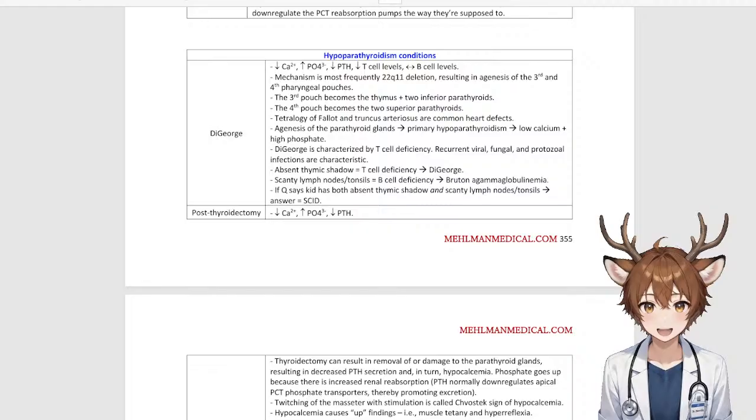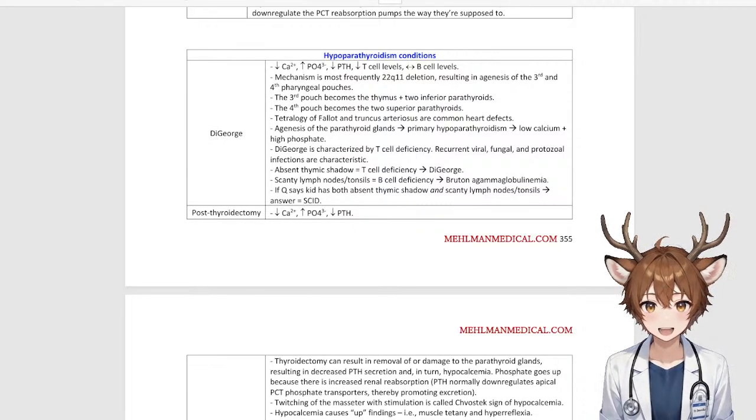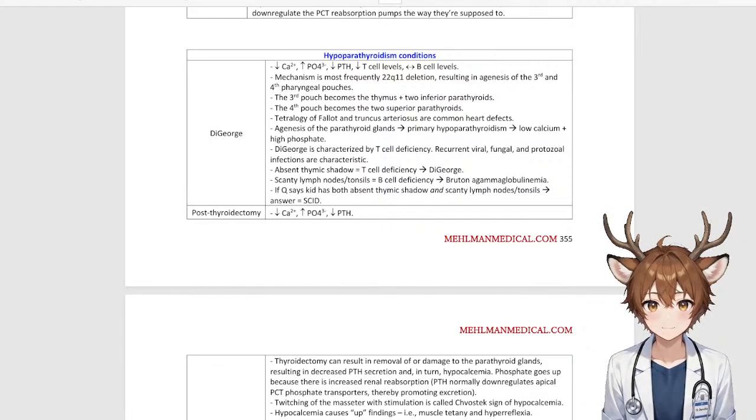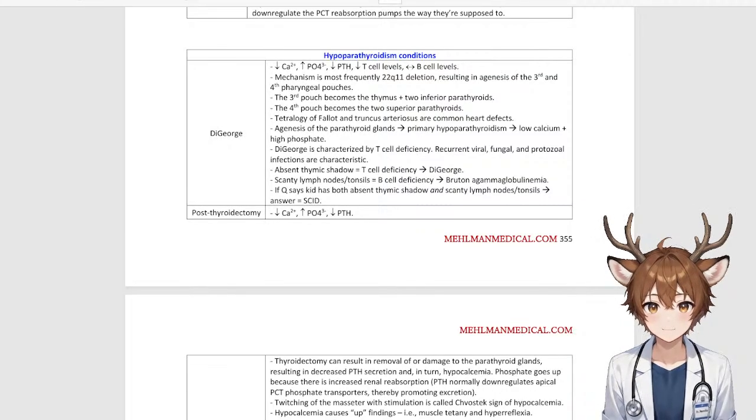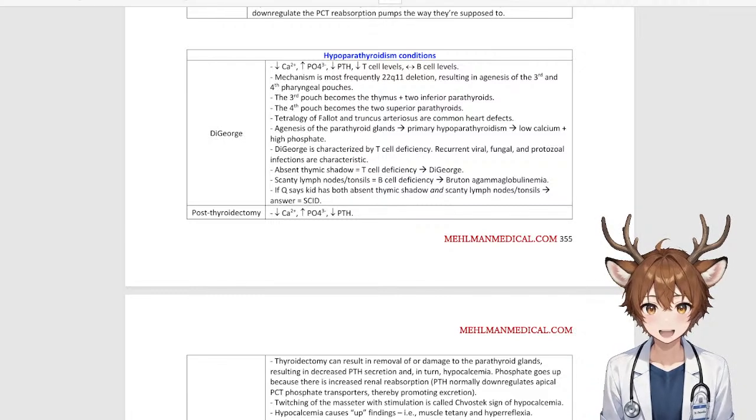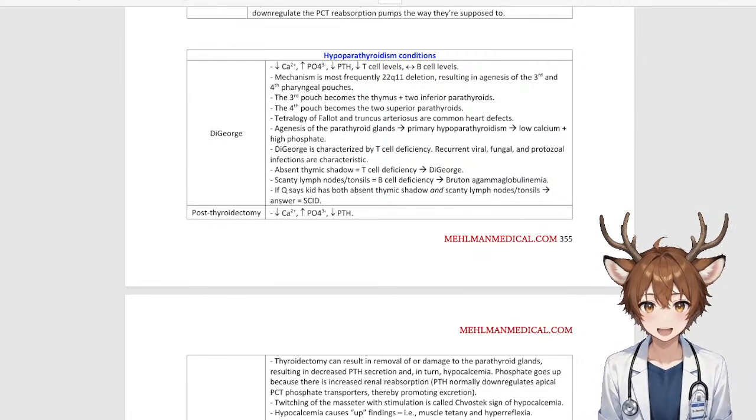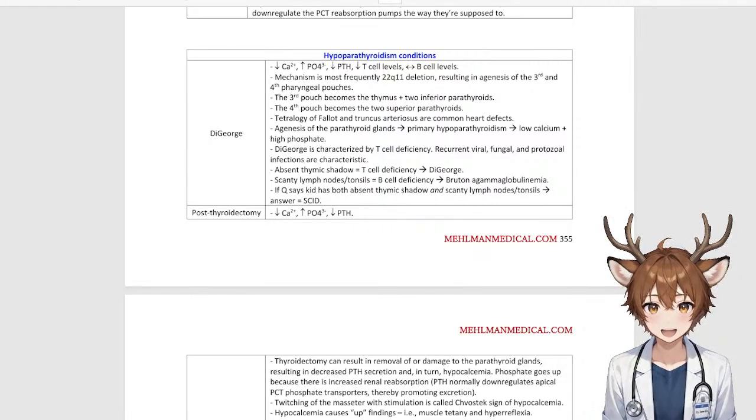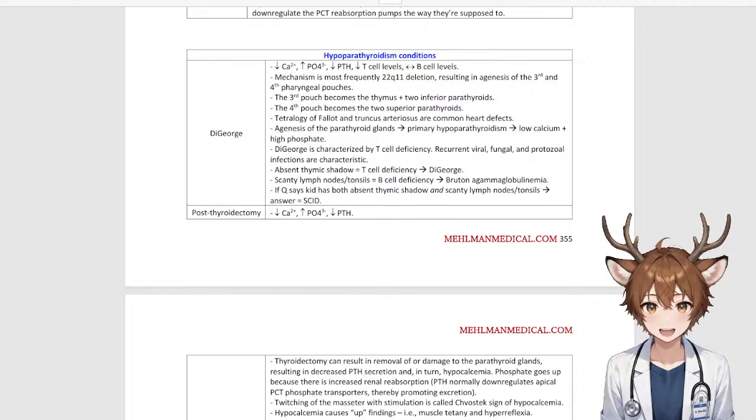Hypoparathyroidism. DiGeorge syndrome: low calcium, elevated phosphate, low PTH, low T cell levels, and basically normal B cell levels. The mechanism is most frequently a 22q11 deletion, resulting in agenesis of the third and fourth pharyngeal pouches. The third pouch becomes the thymus plus the 2 inferior parathyroids. The fourth pouch becomes the 2 superior parathyroids. Tetralogy of Fallot and truncus arteriosus are common heart defects.